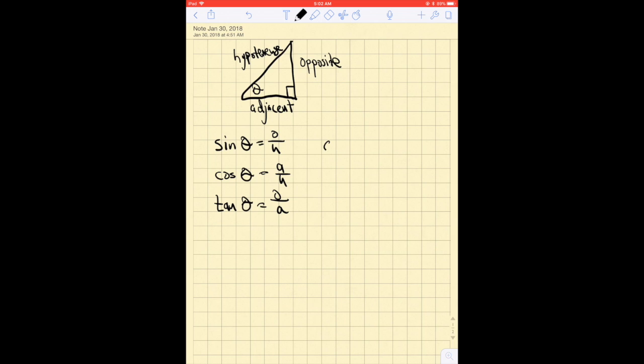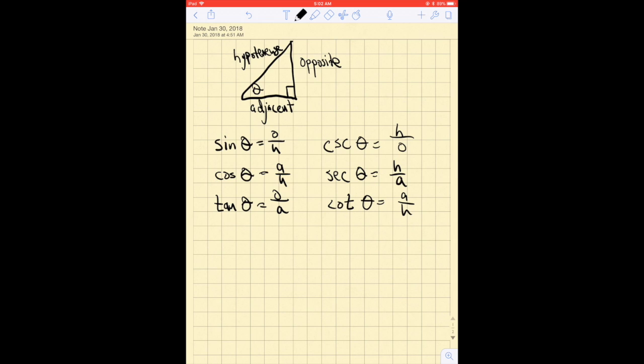So we have cosecant, abbreviated CSC, of theta, which is the inverse of the sine, so that will be hypotenuse over opposite. Then we have secant of theta, equal to the inverse of cosine, so that's hypotenuse over adjacent. And then we have the cotangent, abbreviated COT, of theta, which is adjacent over opposite.